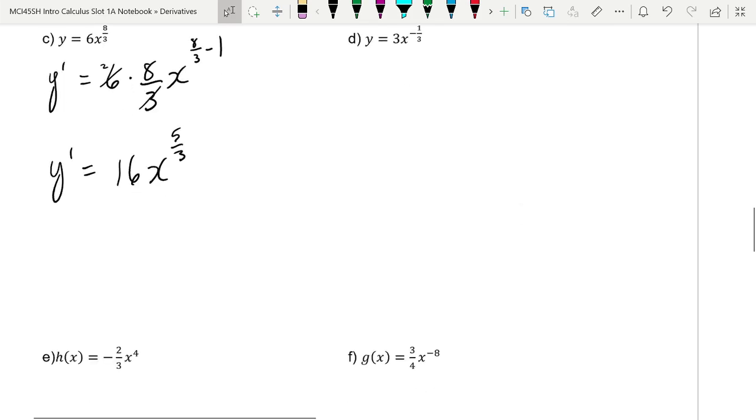And once again, I'm happy with that as an answer. If the question didn't tell you what format the answer should be, you could just leave it there. That's a perfectly good answer. But what if it did not want a fractional exponent? What if it wanted it in radical form?